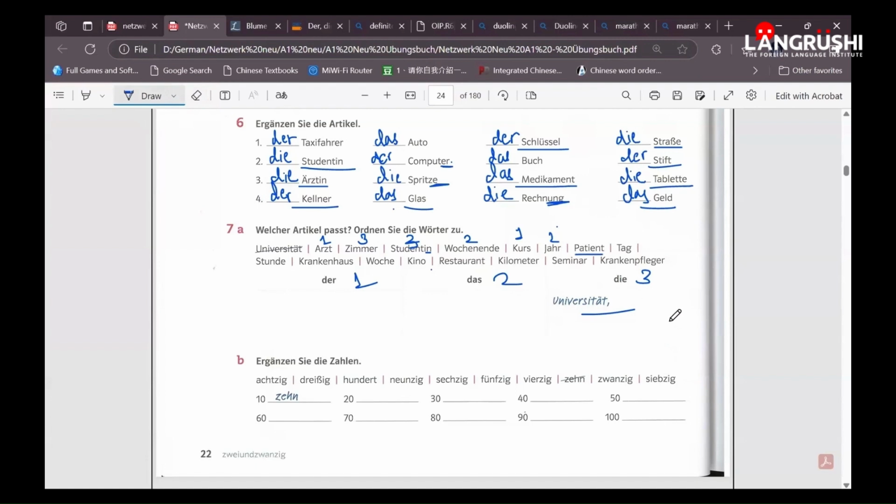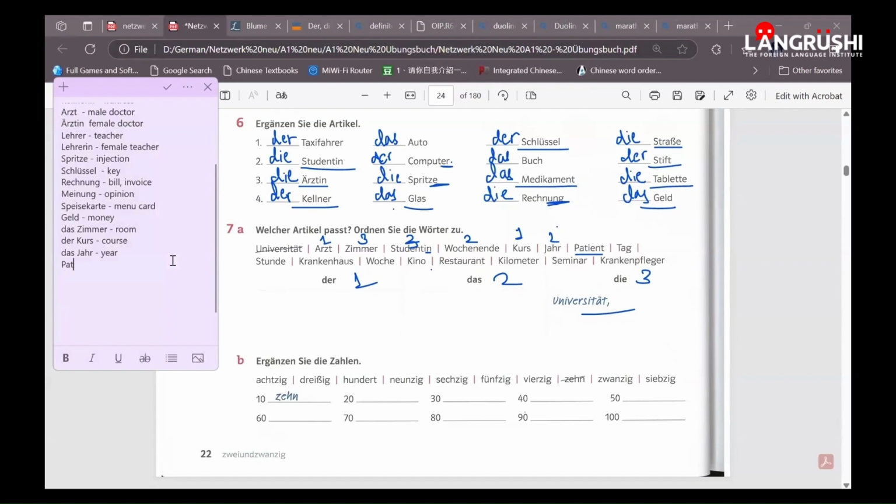Then we have this word which is patient. And this is the male patient. So it will be der. Correct. Der Patient. And what will be the female patient? Patientin. Correct. Die Patientin. Female patient.